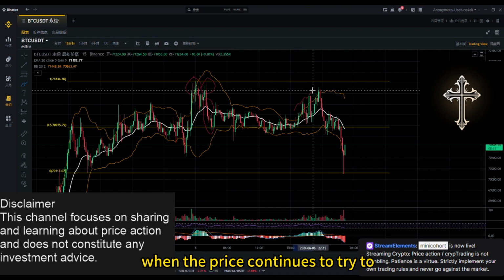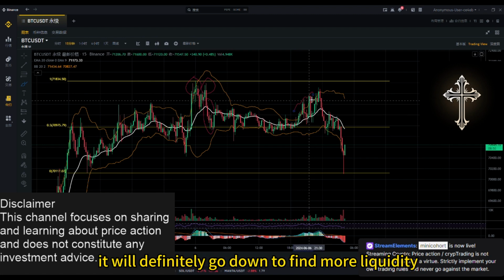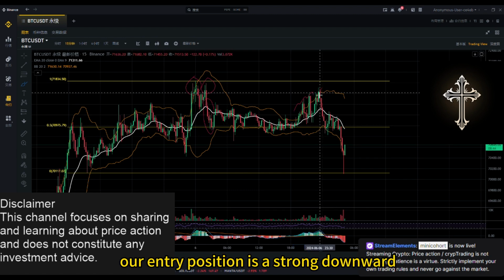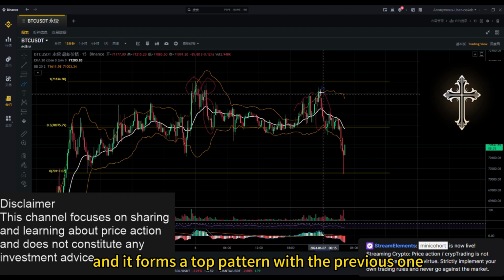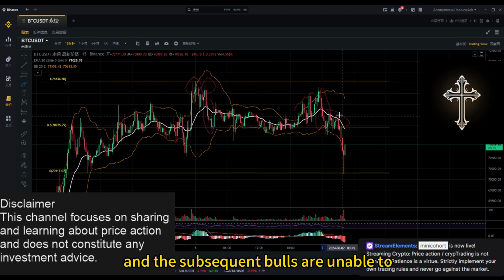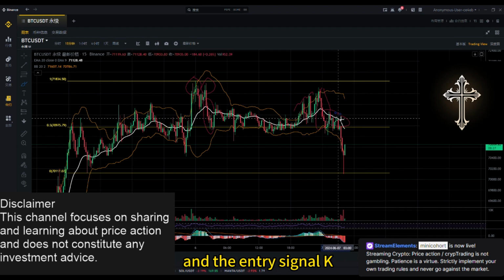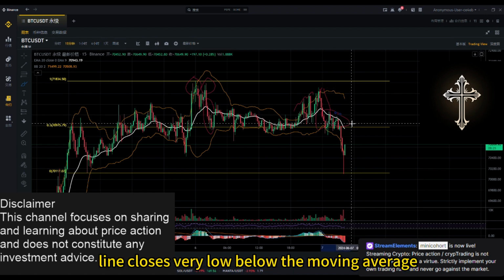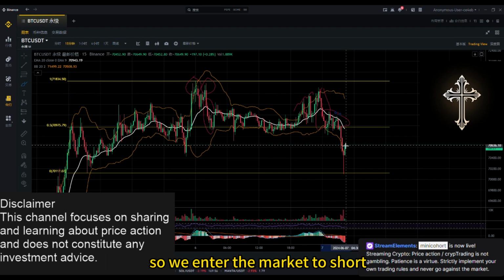When the price continues to try to break upward and fails, it will definitely go down to find more liquidity. Our entry position is a strong downward trend on the left, and it forms a top pattern with the previous one. And the subsequent bulls are unable to occupy the moving average, and the entry signal K-line closes very low below the moving average, so we enter the market to short.